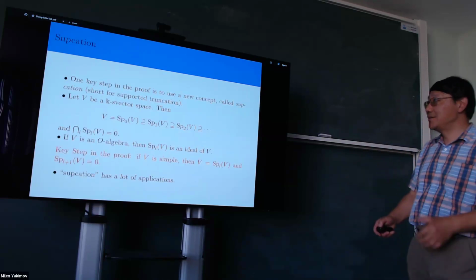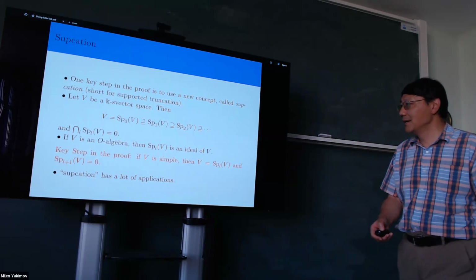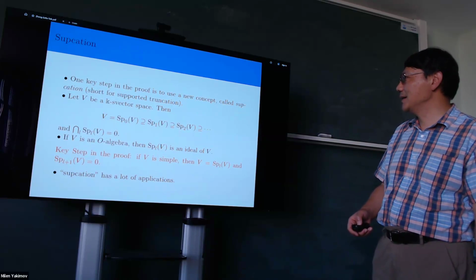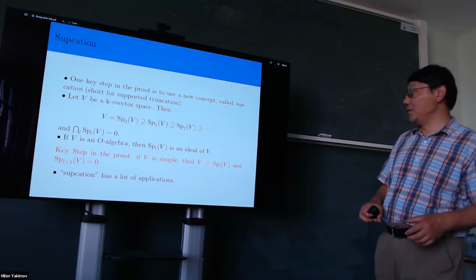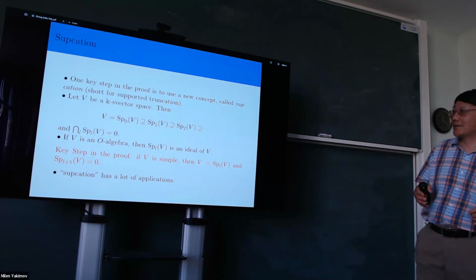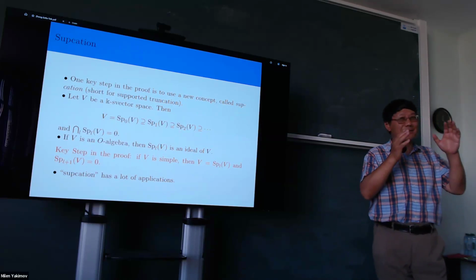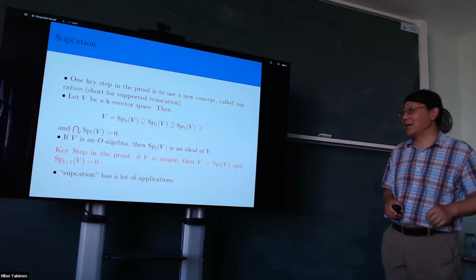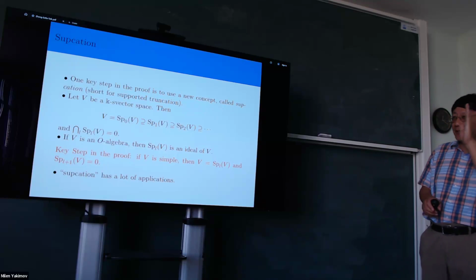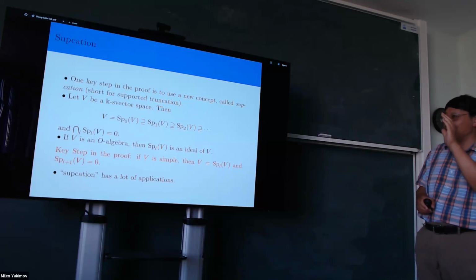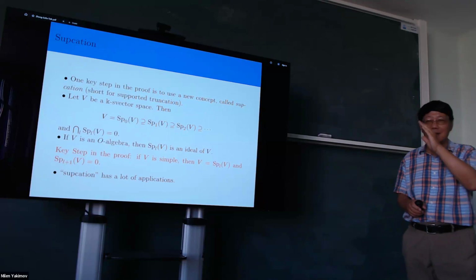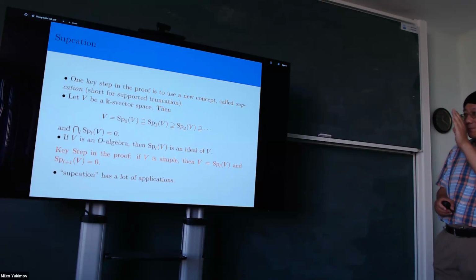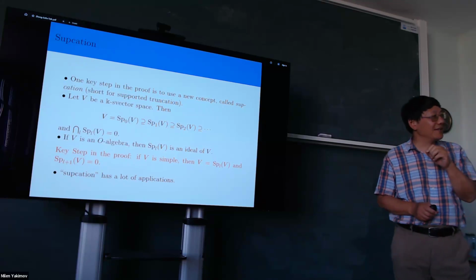Okay. Now since I do have a couple of minutes, I can tell you the one key step. We can introduce a concept of subcation, which is short for supported truncation. And this was used in a crucial way. The idea is that we can define a sequence of sub simplicial vector spaces. And if V is an O-algebra, then we can prove that the SPV is an ideal of V.